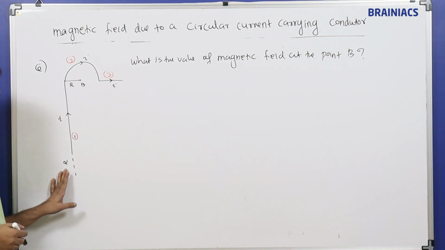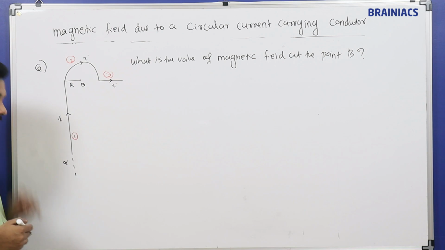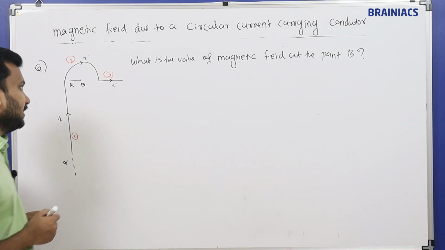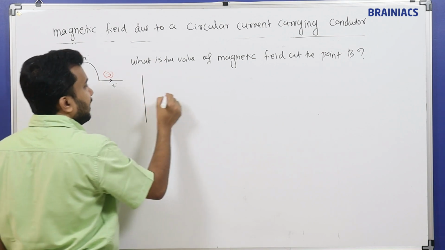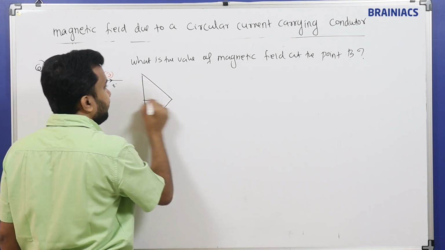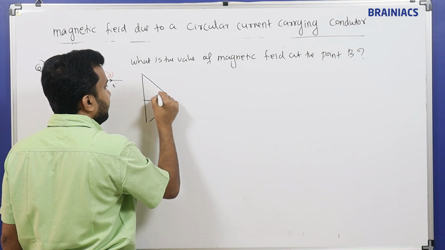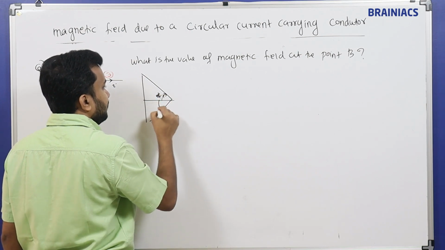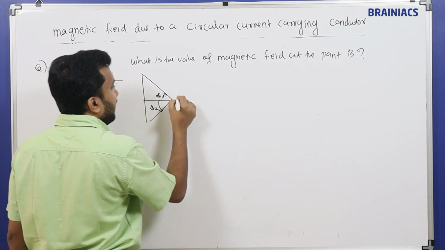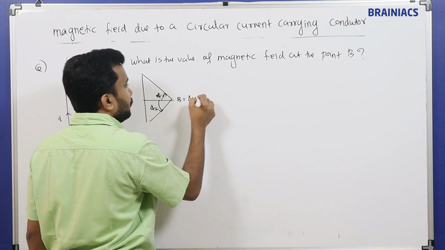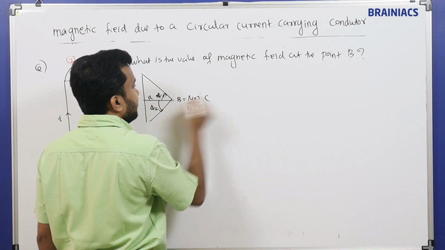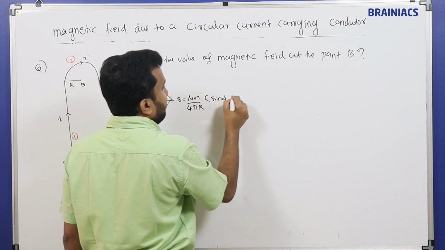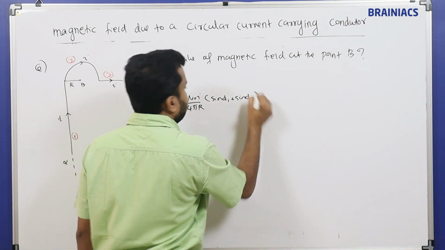See, this is called an infinite conductor. Last class we have seen, for a finite conductor, the magnetic field at this point, where this angle is called phi 1 and this is called phi 2, is B equal to mu 0 I divided by 4 pi r into (sine phi 1 plus sine phi 2), if r is the distance.